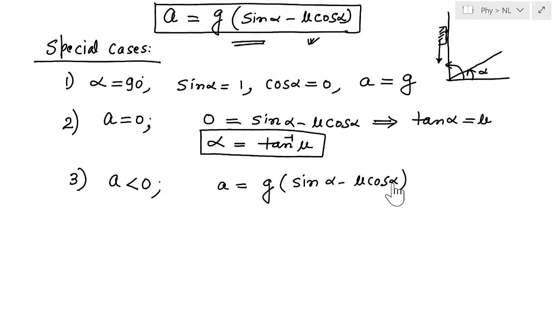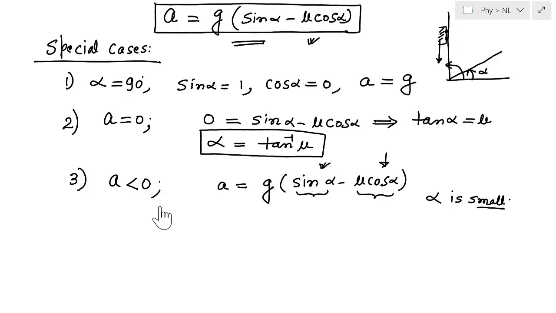So this is possible for smaller angles, smaller alphas. In that case, this term will be large and this term will be small. So if alpha is small, because if alpha is small, cos alpha will be large, and mu cos alpha can be greater than sine alpha. In that case, acceleration will be negative.